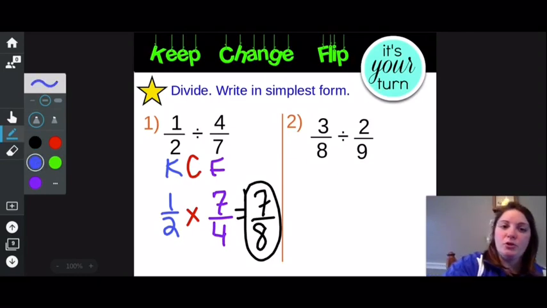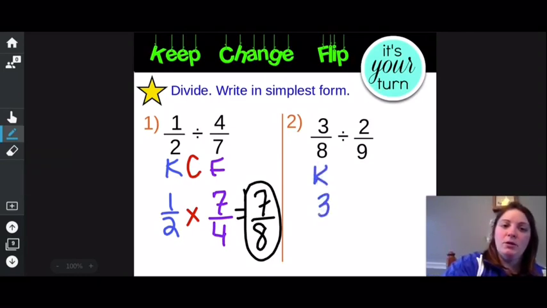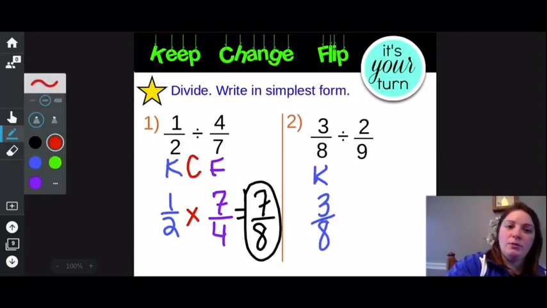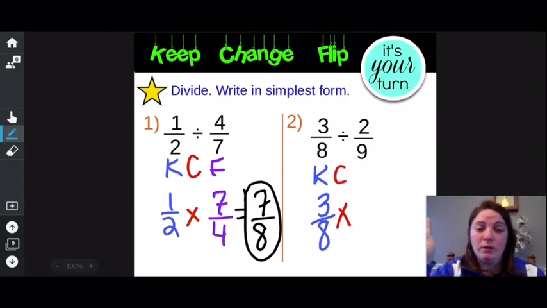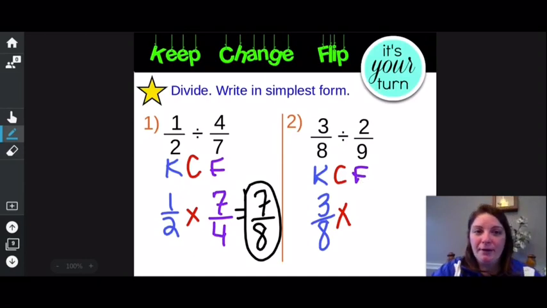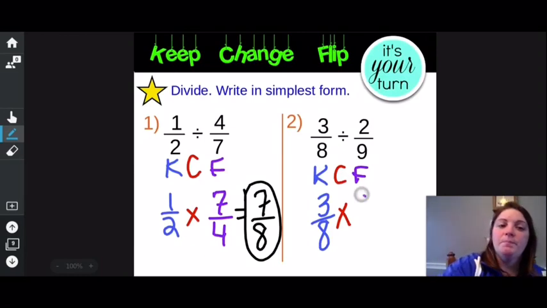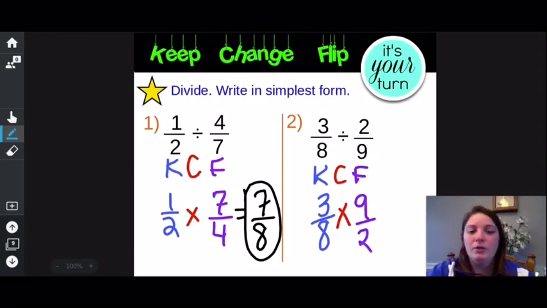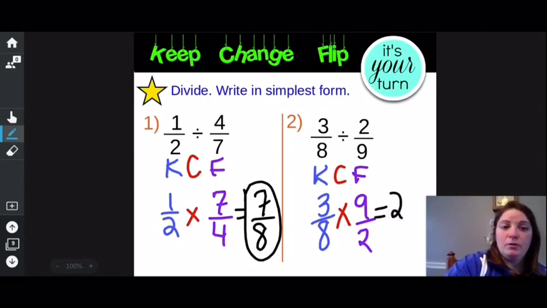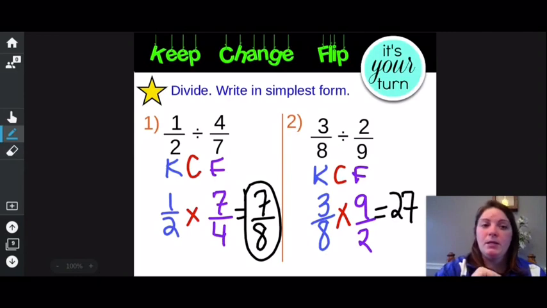We keep the first fraction. So that's still 3/8. We change the second fraction to multiplication. Oh, I'm sorry. That didn't make sense. We change the operation to multiplication. And then we flip the second fraction to its reciprocal. What's the reciprocal of 2/9? 9/2. Very good. 9/2. And now we can multiply. 3 times 9. Good. 27. 8 times 2.